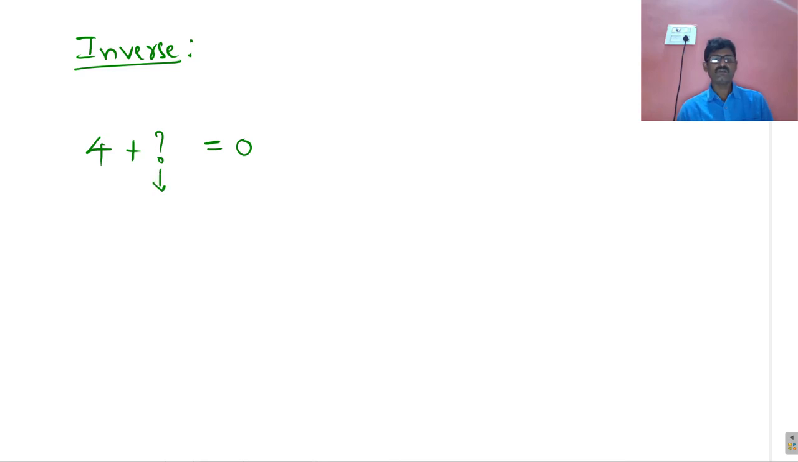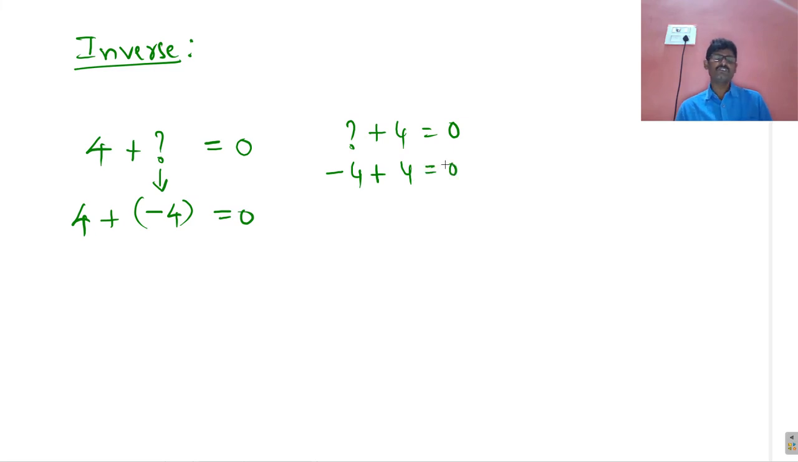In the place of the question mark, what should be there? Clearly minus 4 should be there. So 4 plus minus 4 equals 0. Similarly, if you take question mark plus 4 equals the additive identity 0, in the place of the question mark there must be minus 4. So minus 4 plus 4 equals 0.